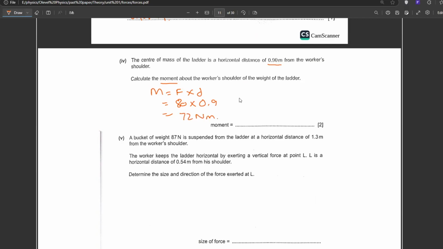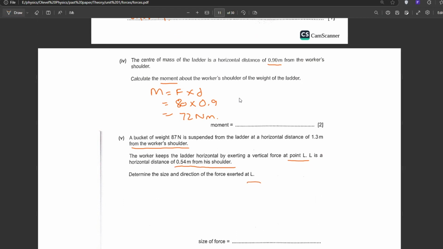Simple as that. A bucket of weight 87 Newton is suspended from the ladder at a horizontal distance of 1.3 meter from the worker's shoulder. The worker keeps the ladder horizontal by applying a vertical force at the point L. L is a horizontal distance of 0.54 meter from his shoulder. Determine the size and direction of the force at L.